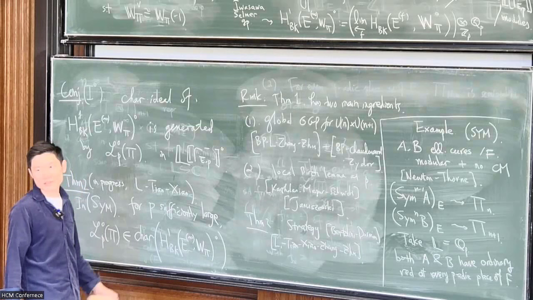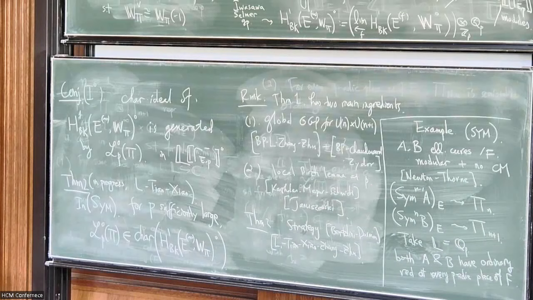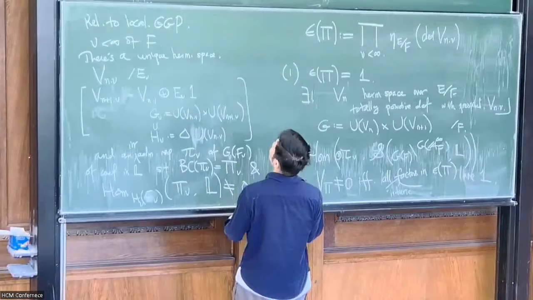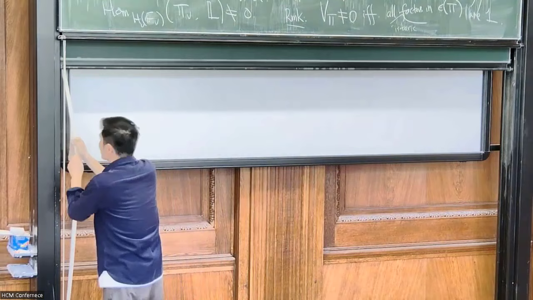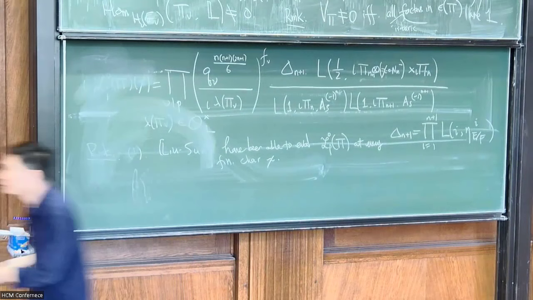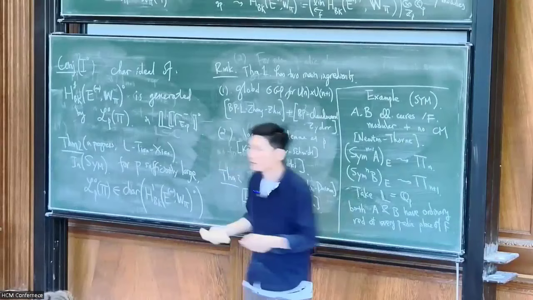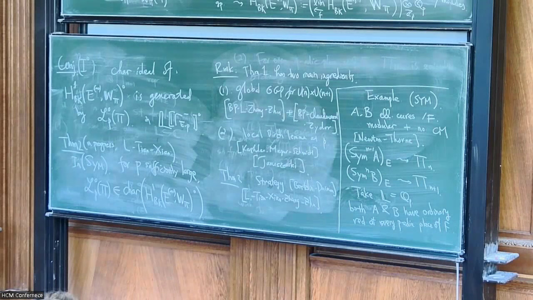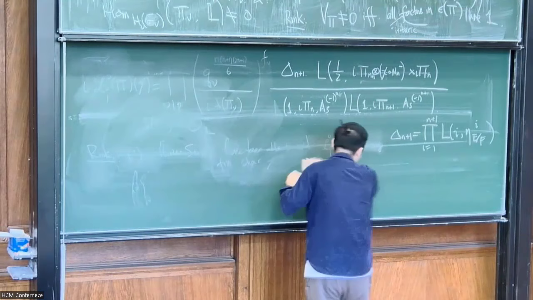Okay, now I still have time. Okay, good. Move to the story where epsilon pi is negative one. Any questions so far? Say that again. Character ideal. Characteristic ideal, sorry. Not character.